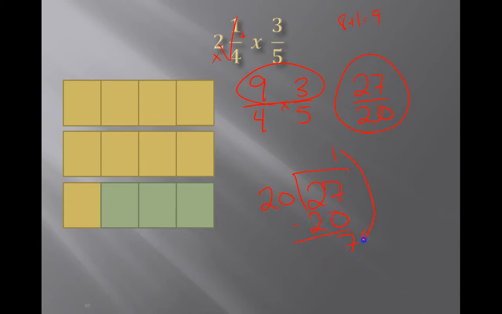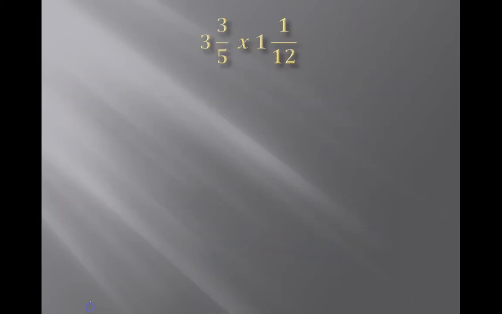And remember, to create that mixed number, we go this way. 1 and 7/20. That's my answer. Let's do another one.